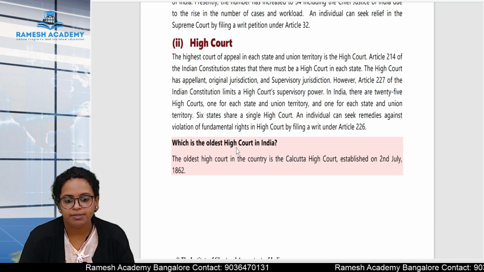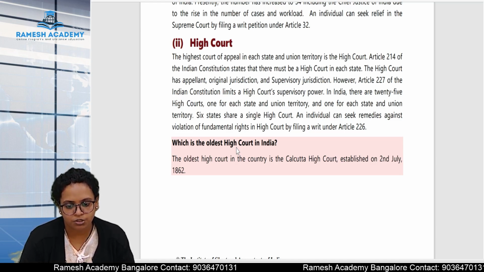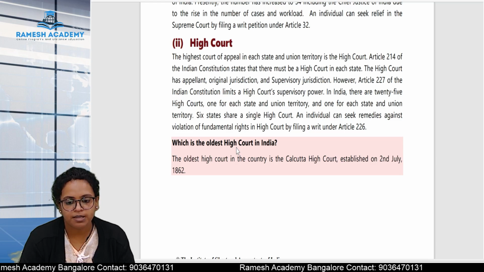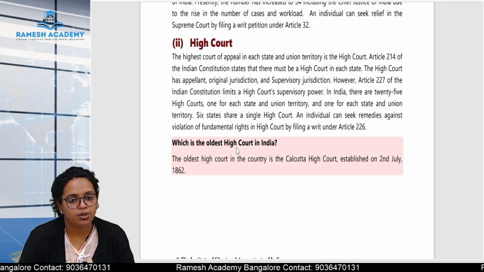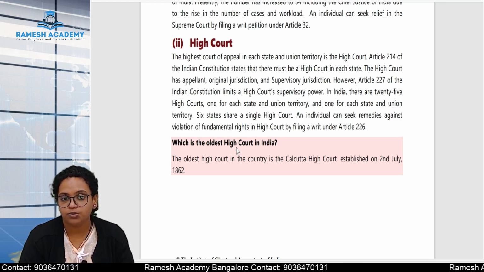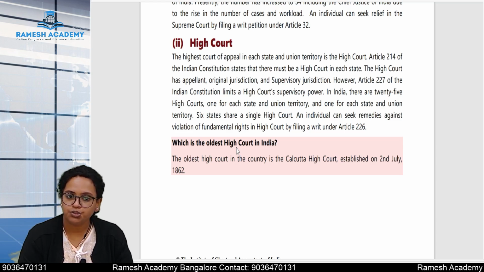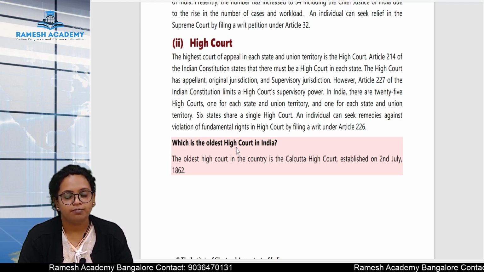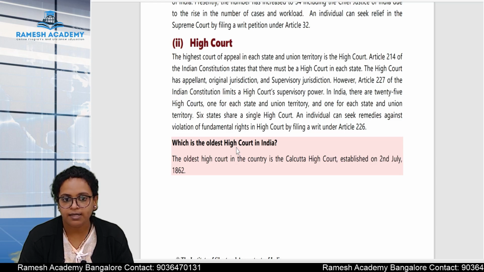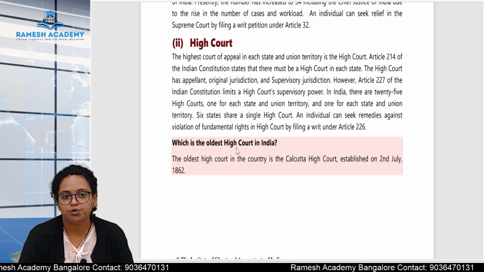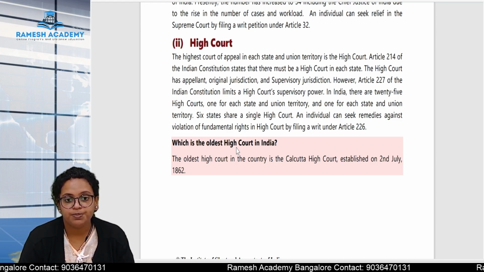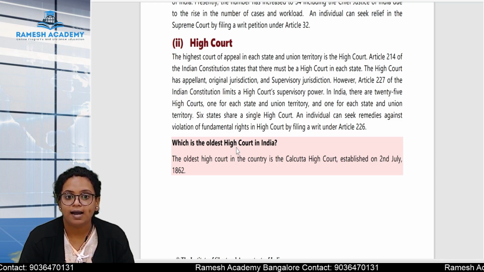The high court has appellate, original and supervisory jurisdiction. However, Article 227 of the Indian Constitution limits a high court's supervisory power. As I told you before also, the High Court does not have all the power. High Court does not have the power to take decisions on every matter. When it comes to the national security of India, or any matters concerning India, the decisions will be taken by the Supreme Court and not the High Courts. Any decision which has been taken by the Supreme Court will cover all the High Courts.